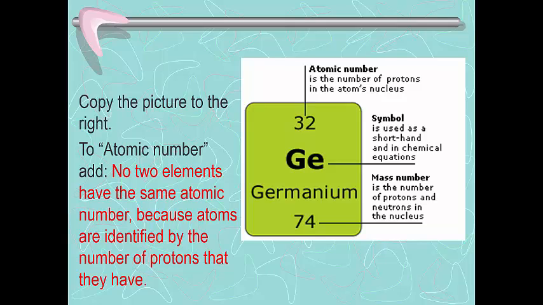Your chemical symbol is just a shorthand way of writing that name so that when you're writing chemical equations, you don't always have to write out germanium. You can just write Ge, and anybody that reads that will know you're talking about germanium.